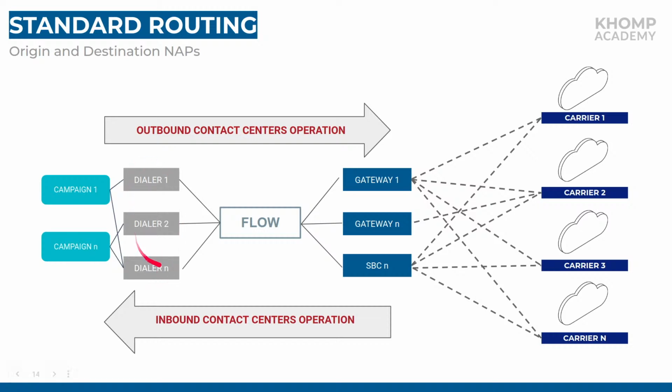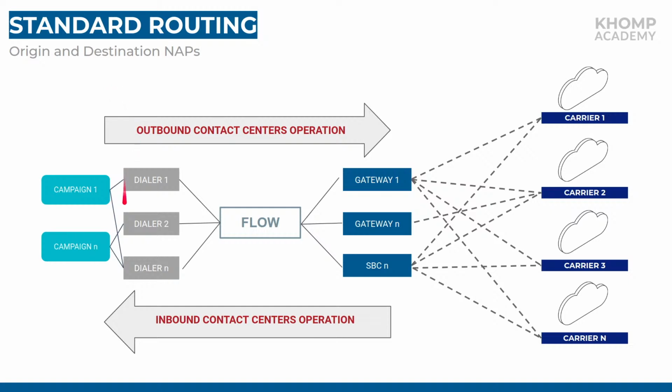We're not speaking about this new architecture with media units, but this is the classical way we saw the flow. So here you have different dialers, and you have different gateways and SVCs which connect you to the carriers, to the public telephone network. So you have two different kinds of operations, depending on which way the call is going.